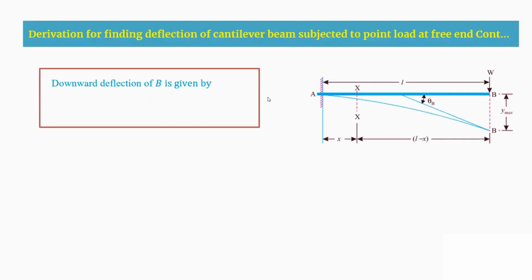You can see here the downward deflection at this B support is given by WL cube by 3EI. Here positive indicates that the deflection is downwards. So this is how you derive a deflection formula for a cantilever beam which is subjected to a point load at the free end. Likewise, you can derive for any case. I have just told you a sample one.